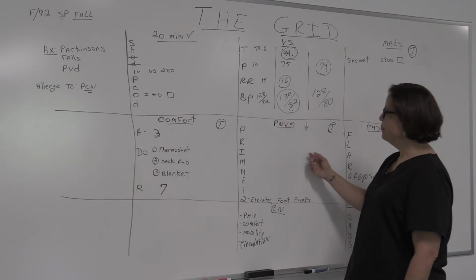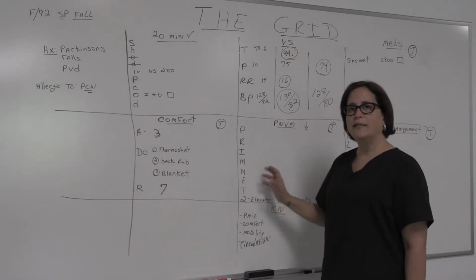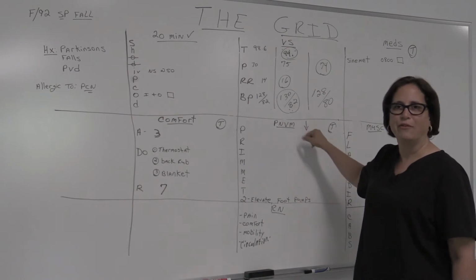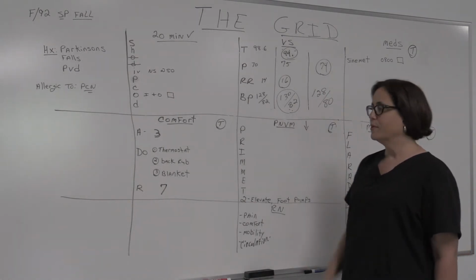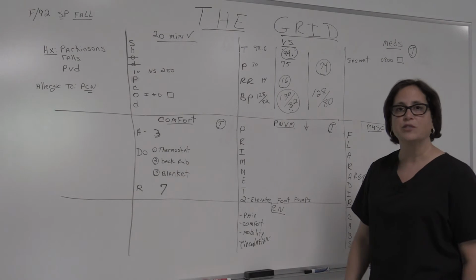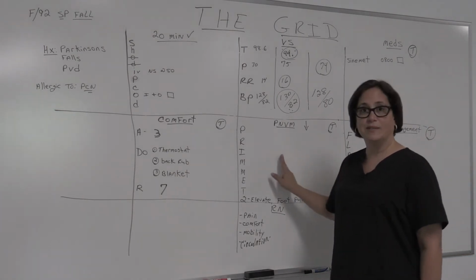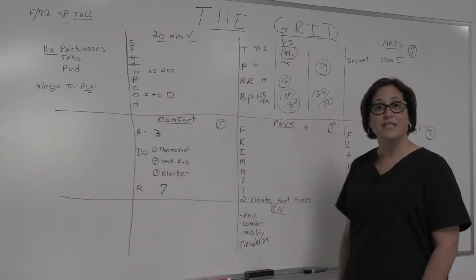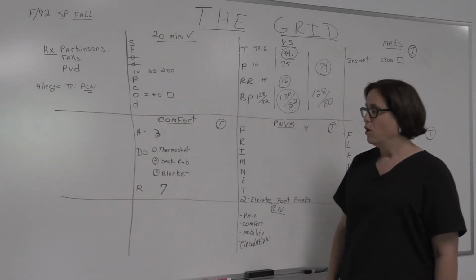All right, so PNVM. I am assigned to do what I put here, lower extremities. So all I did was put an arrow going down, okay, to remind me that I have to do the lower extremities. You have to do what is assigned, okay? And look, I have a T here. The T stands for teaching. I have to remember to do that.